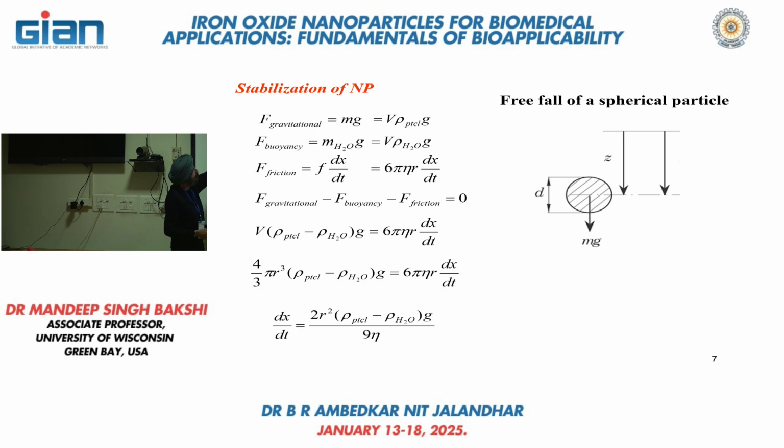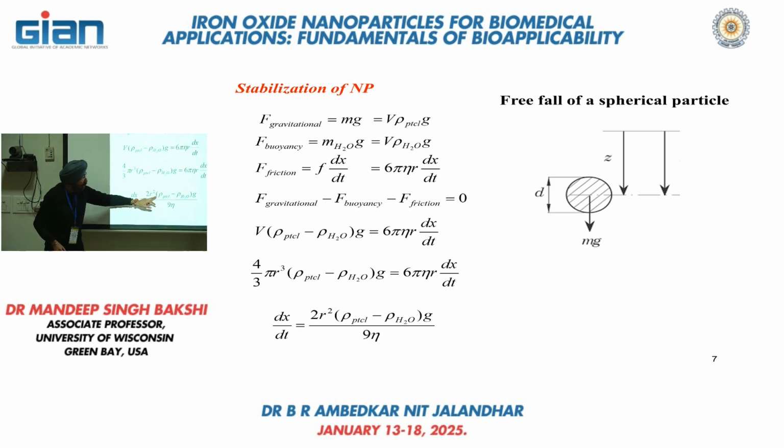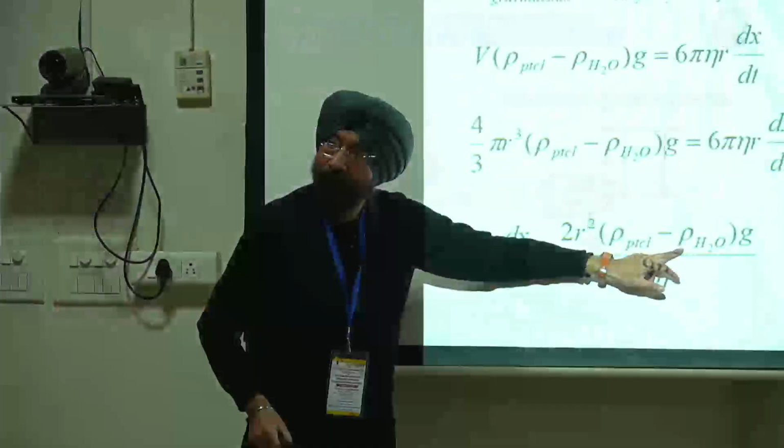The reason is the gravitational force is pulling, but these two forces are working against the pull. Buoyancy wants to keep the particle suspended, and then the friction again wants to keep the particle suspended, opposing that of the gravity. That is why you have the negative sign. If you plug the values for all of them, eventually you come to this equation. This is the rate of the settlement of the particle under the effect of gravitational pull, and you see over here, density of the particle minus density of the water.